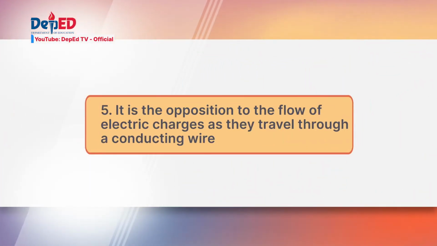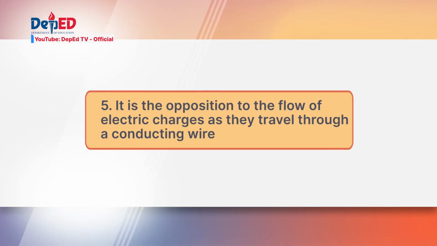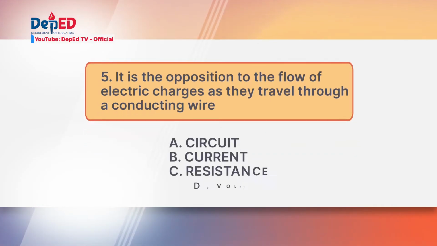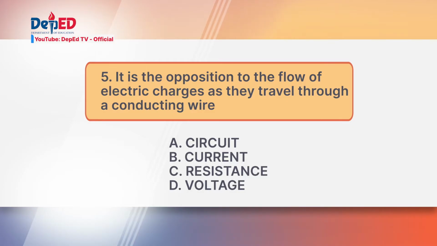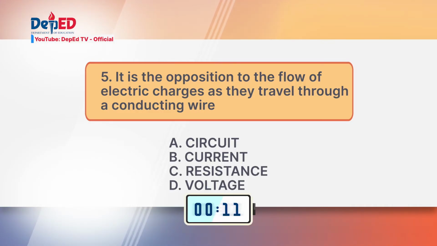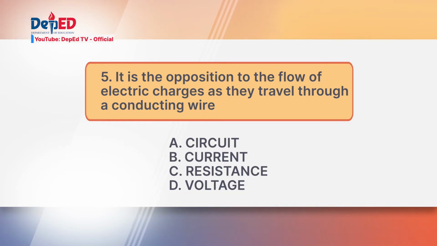It is the opposition to the flow of electric charges as they travel through a conducting wire. A. Circuit. B. Current. C. Resistance. Or D. Voltage. The correct answer is C. Resistance.